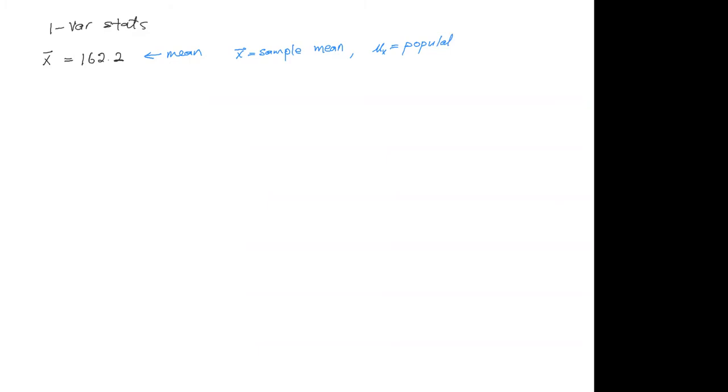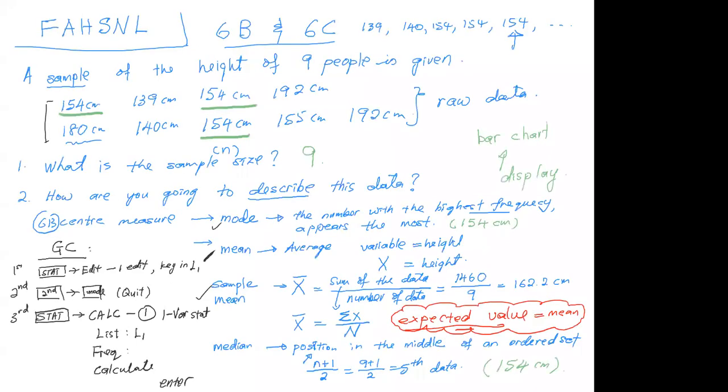The frequency list, you just leave it blank, because we don't have frequency, each data only appears once. So we don't have to key in the frequency list. Clear? Okay. Population mean. So you see the different symbol. Be careful, sample mean and population mean, the symbol is different. But your GC will show the same.